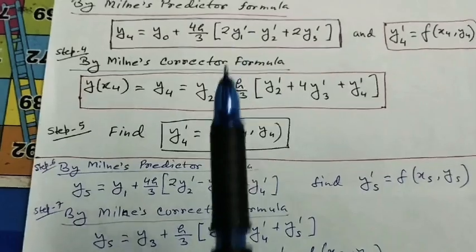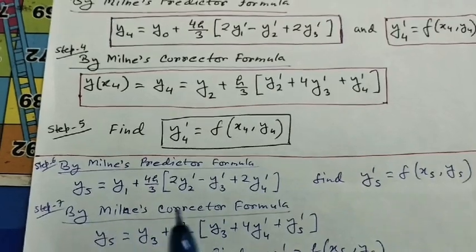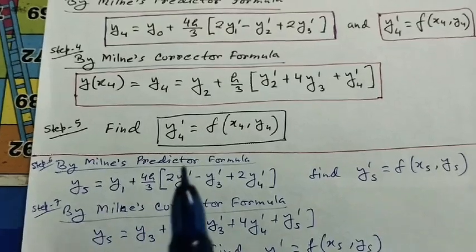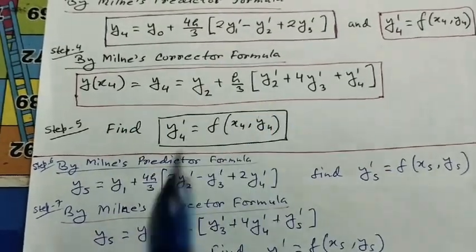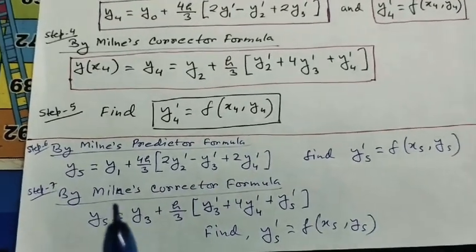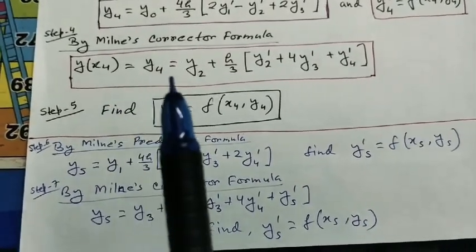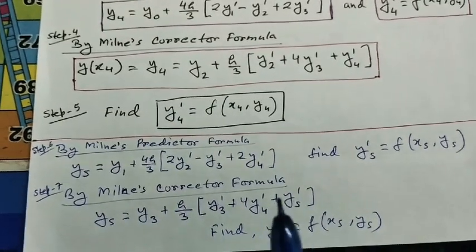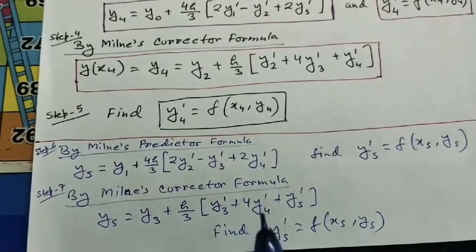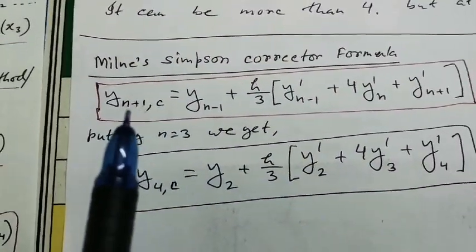See, y0 y1, y1 y2, y2 y3 and y3 y4. So just increase the value of n and you will get the value of y5. For calculating this, you don't have to remember any other formula. Just using this formula you can calculate y5, and again y5 dash can be predicted. After this, the corrector formula will be used. Similarly, just increase the value of n: y5 equals y3 plus h by 3 into y3 dash plus 4y4 dash plus y5 dash. From this formula we are putting n equals 4.